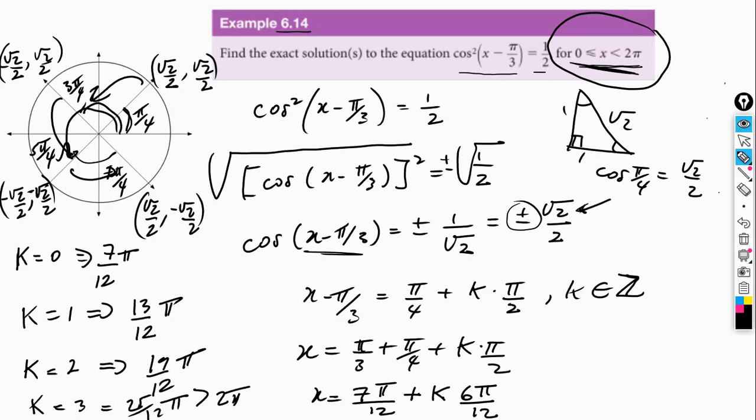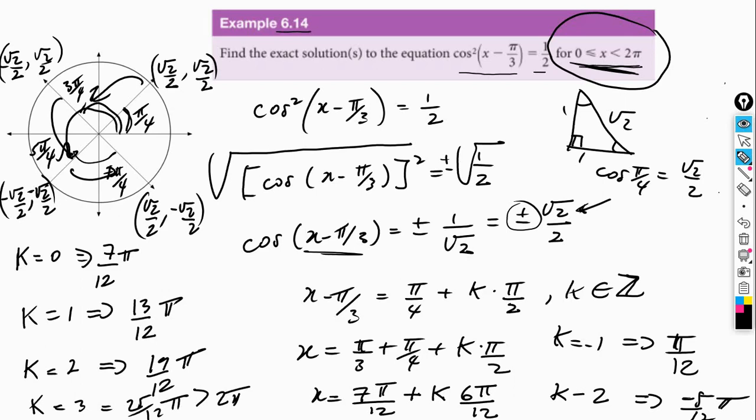But that doesn't mean we only have three solutions. We might have another solution. Let's test for k equals -1. So if we do k equals -1, then we're going to get pi over 12, which is obviously within the domain. Now, if we do k equals -2, then we would get a negative solution. To be exact, we would get -5/12 pi, and this is also not in the domain. So that means that we have all the possible solutions.